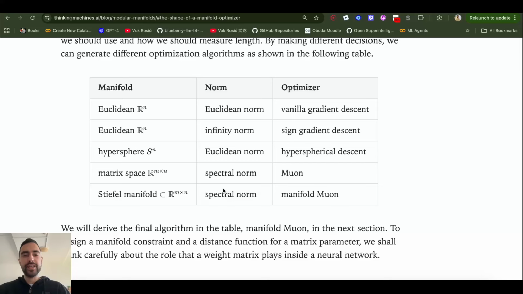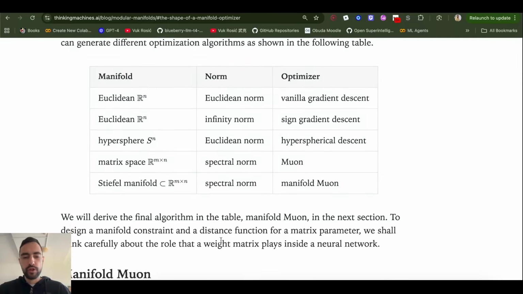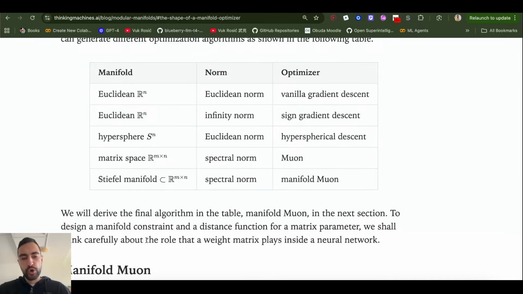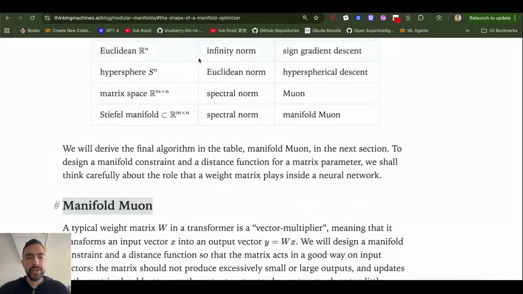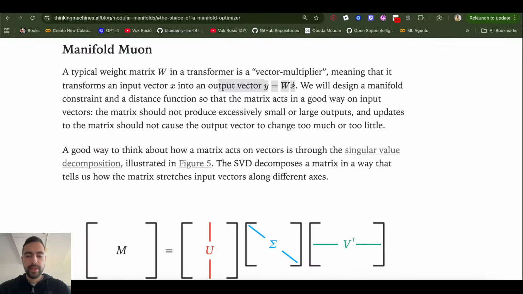So we're gonna need two things to design our optimizer. It's gonna be our manifold that we constrain the weights to, and it's gonna be the measuring of the distance, how we measure the distance. And both of those will depend on the role that the weight matrix plays inside the neural network or the large language model, for example. Manifold Muon. This will be easier and faster to understand as we explained everything here already.